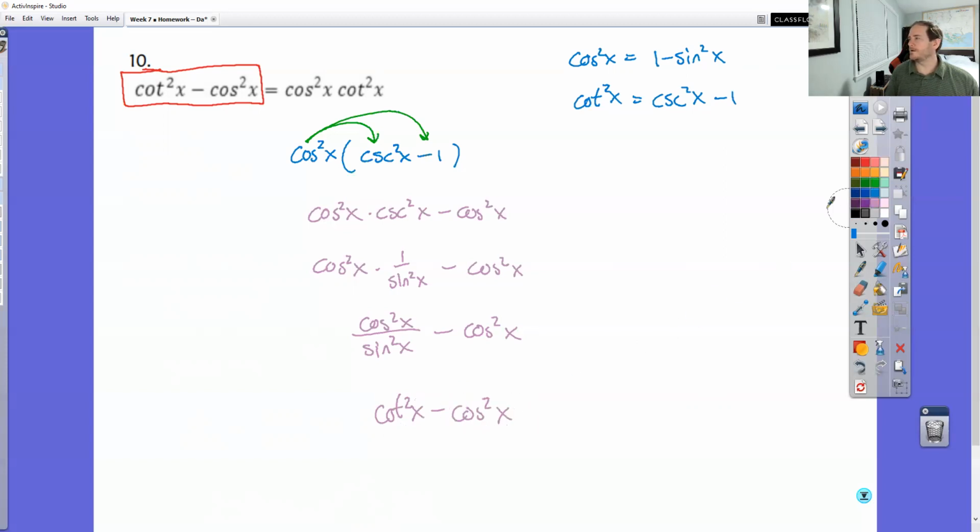All right, again. So does this equal this? Does this equal this? Or does this equal this?